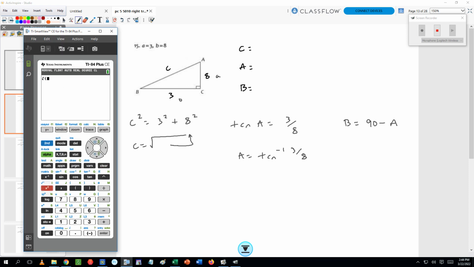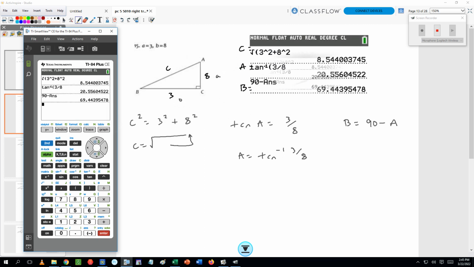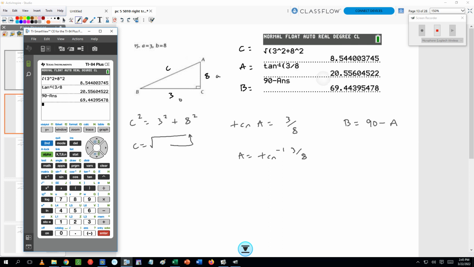So second square root, 3 squared plus 8 squared. I know that that's 9 and 64. Second tan, 3/8. And 90 minus second answer button. And there is your missing sides.